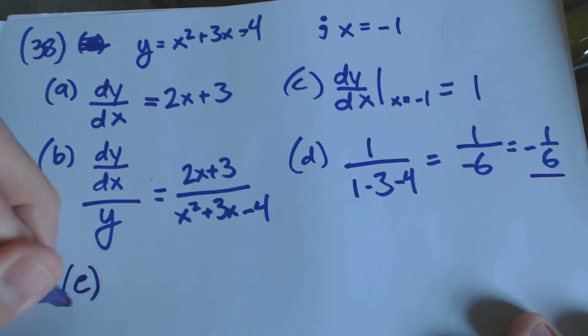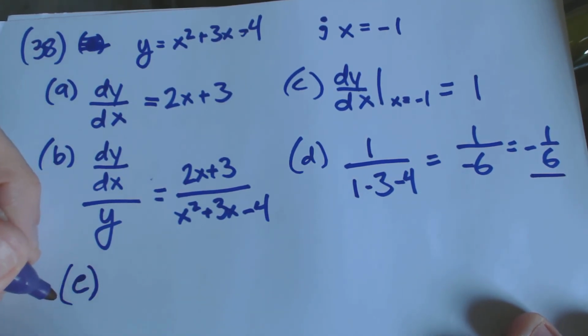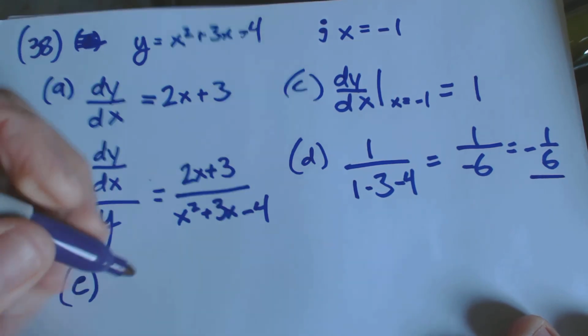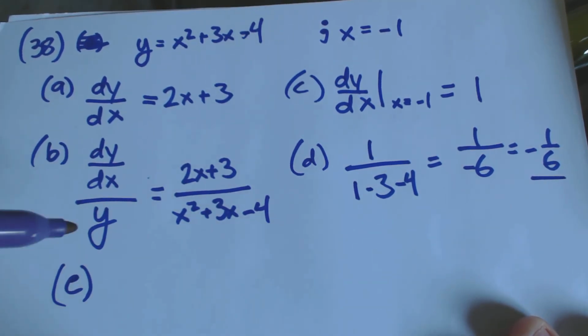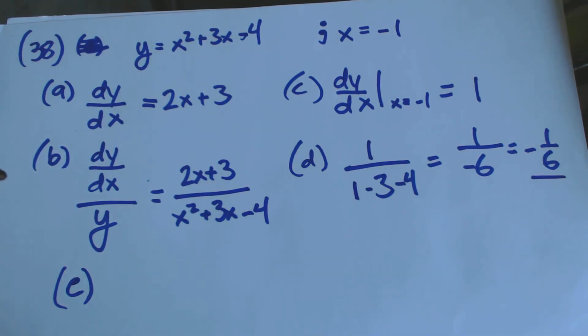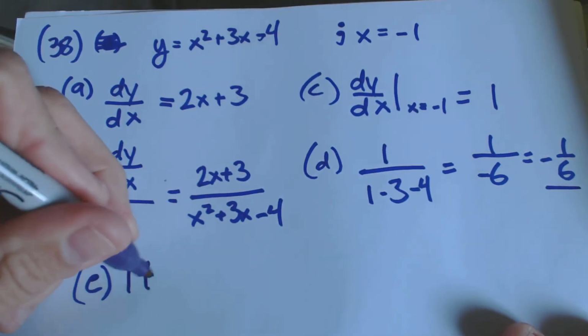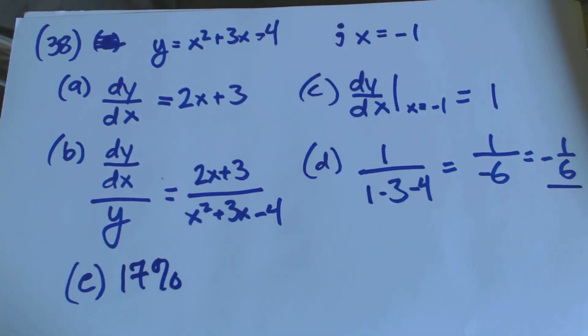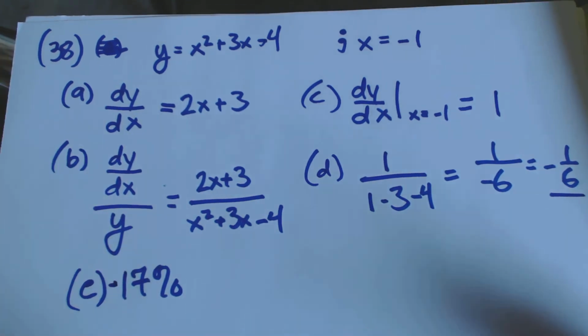And then E, the percent rate of change of y. So the percent rate of change of y is just the relative rate of change multiplied by 100. So we have negative 1/6, which is negative 0.17, times 100, so that's going to be 17%, rounded. It's actually negative 17%.